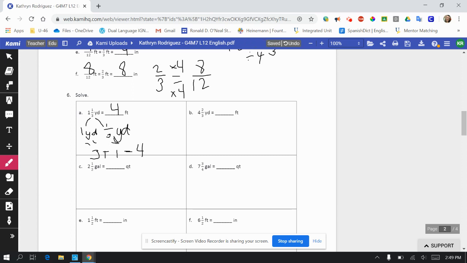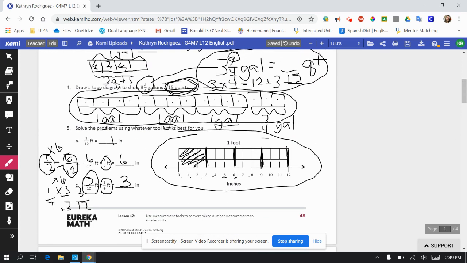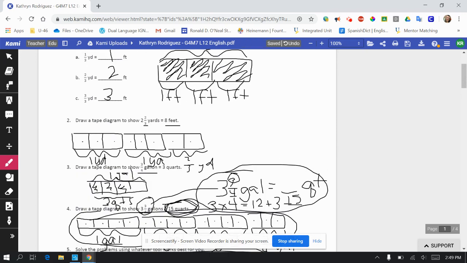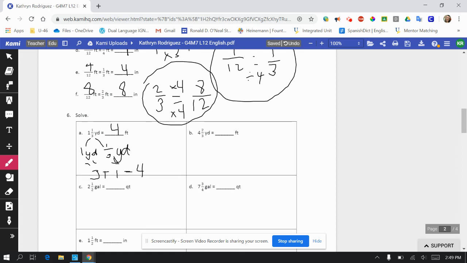This is my strategy. Again, if you have a different strategy that we've been working with, we have the pictures, okay? We drew more pictures up here. We practiced drawing pictures. Or we've got these equivalent fraction kind of things, okay? If that makes more sense to you, go for it. All right, so here we go.